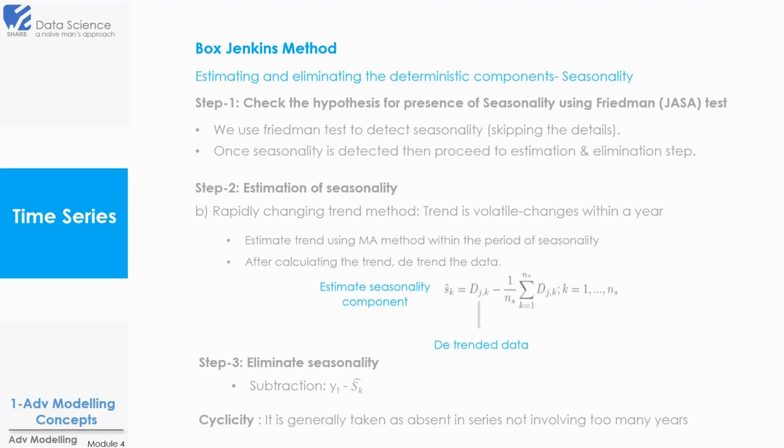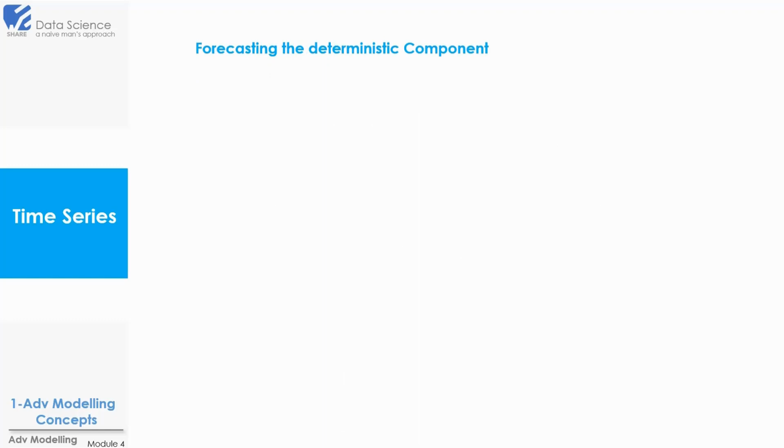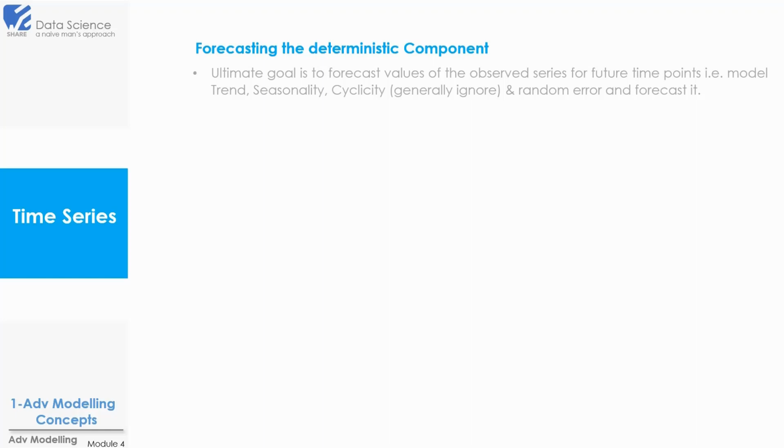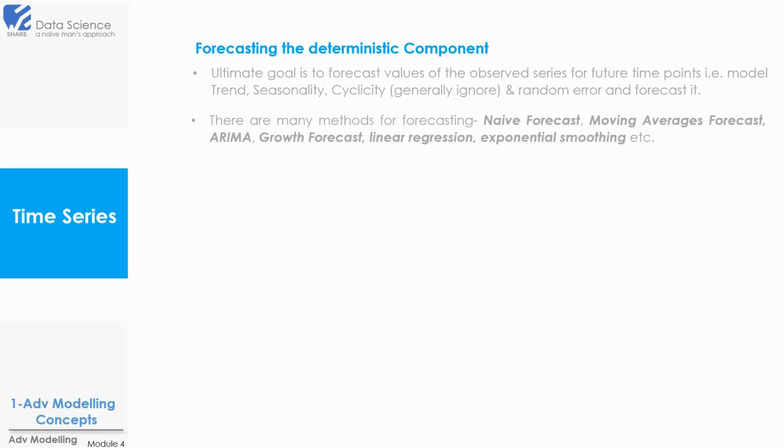Now the final step is to make the forecast of the deterministic components. So the ultimate goal is to forecast values of the observed series for future time points. That is, model trend, seasonality, and random error, while cyclicity is generally ignored, and forecast it. Now there are many methods for forecasting, such as naive forecast, moving averages forecast, ARIMA, growth forecast, linear regression, exponential smoothing, etc. So in this video, we will be seeing naive forecast, ARIMA, linear regression, and exponential smoothing.